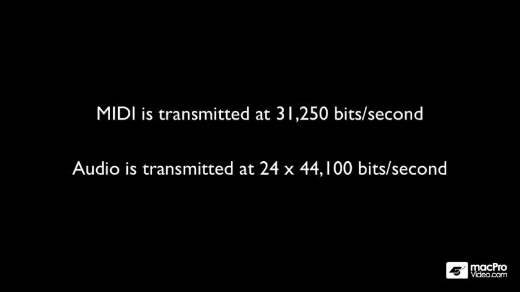Another key difference between MIDI and audio is the rate at which the data is transmitted. MIDI transmits data at a rate of 31,250 bits per second, while in the same time frame, 24-bit digital audio at a sample rate of 44.1 kHz will transmit 1,058,400 bits of data. So you can see that compared to digital audio, the rate at which MIDI is transmitted is very, very slow.